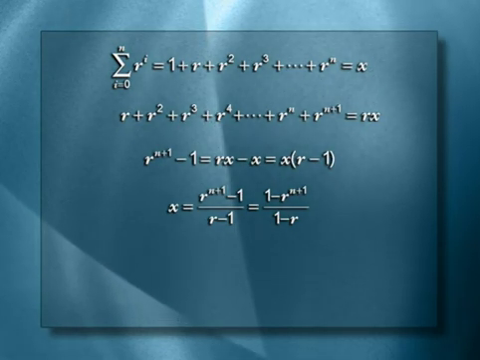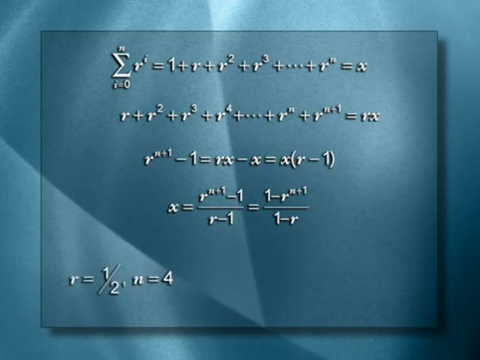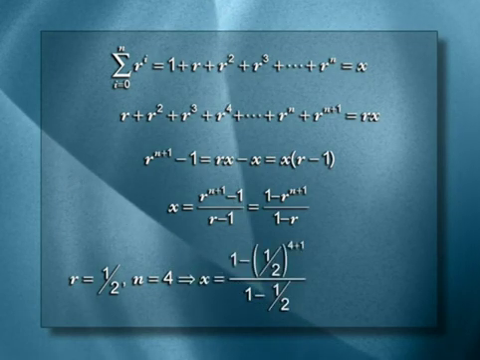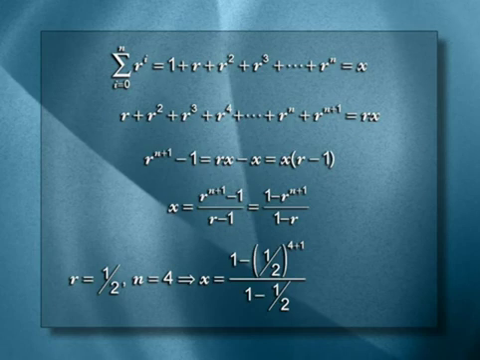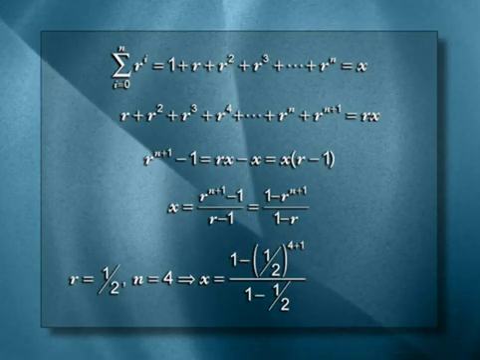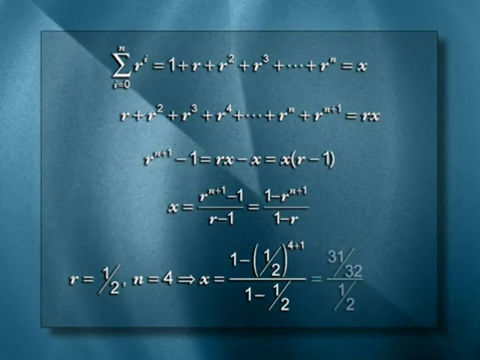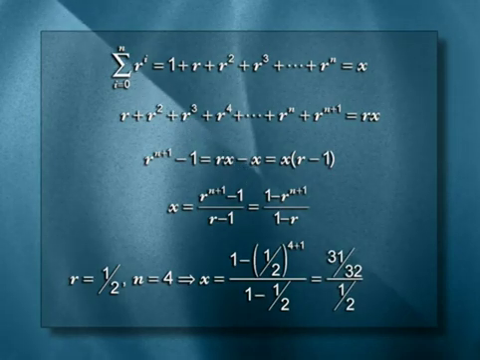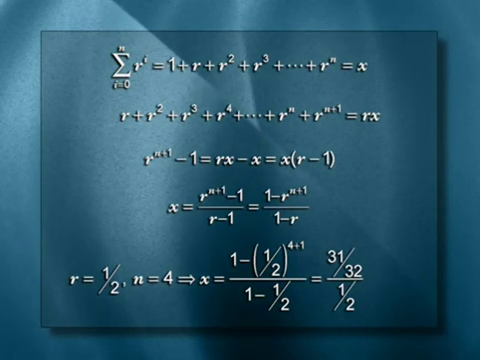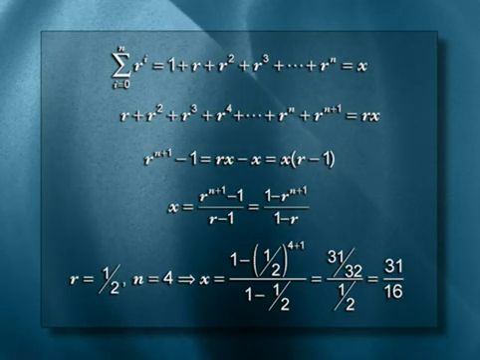Let's check it. I always like to check formulas before I go on. Let r be a half and n be 4. That's the problem we just did. If you plug those numbers into this formula, you get 1 minus a half to the 4 plus 1 power, also known as 5, divided by 1 minus r, or 1 minus a half. And the numerator becomes 31 over 32. 1 minus 1 over 32 is 31 over 32. The denominator is a half. Cancel, and you get 31 over 16, which was the previous answer we had.